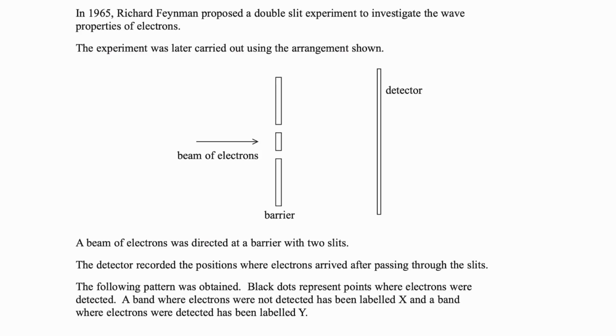In 1965, Richard Feynman proposed a double-slit experiment to investigate the wave properties of electrons. The experiment was later carried out using the arrangement shown. We have a beam of electrons directed at the barrier with two slits. So what's happening here is we have electrons, which are acting like waves, traveling towards these two slits.